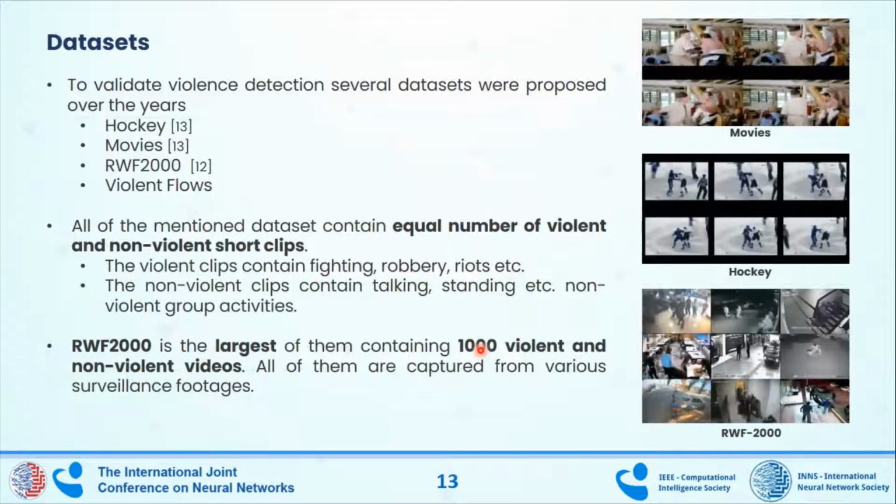Let's look at the datasets available for violence detection. The datasets are hockey, movies, RWF 2000. All the mentioned datasets contain equal number of violent and non-violent short clips. Among them, RWF 2000 is the largest, containing 1000 videos containing violence and 1000 non-violent videos.